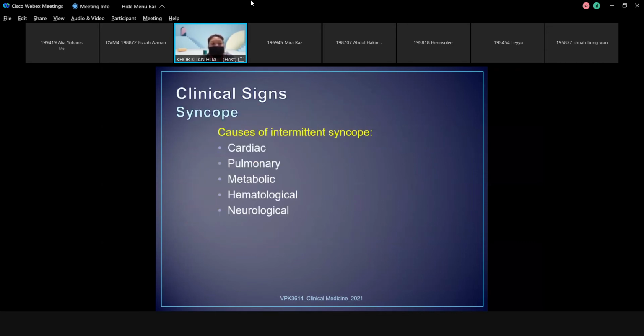Now, again, syncope doesn't mean it's going to be heart disease, right? You need to rule out pulmonary diseases. You need to rule out metabolic causes. Sometimes there might be a hematological issue or a neurological issue that may cause the animal to have syncope or seizure-like clinical signs. So there are things that you need to work out before you think about heart disease.